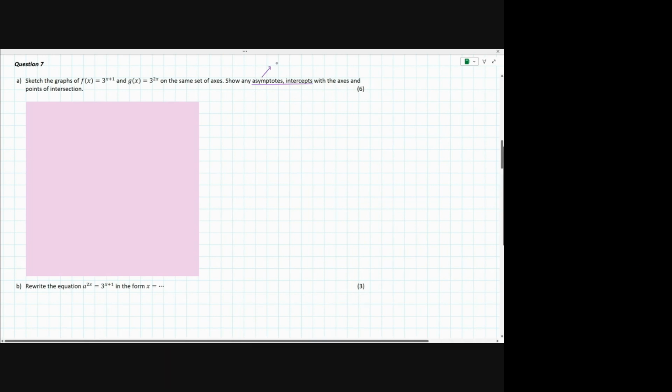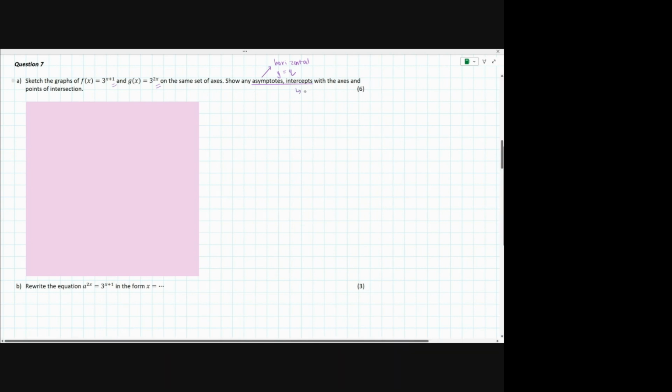Asymptotes, remember, an exponential equation only has one asymptote, a horizontal asymptote. And that is determined by your Q value. Now, in both cases, there's no Q value. So your asymptote here is actually just the x-axis. So we're not too stressed about that.